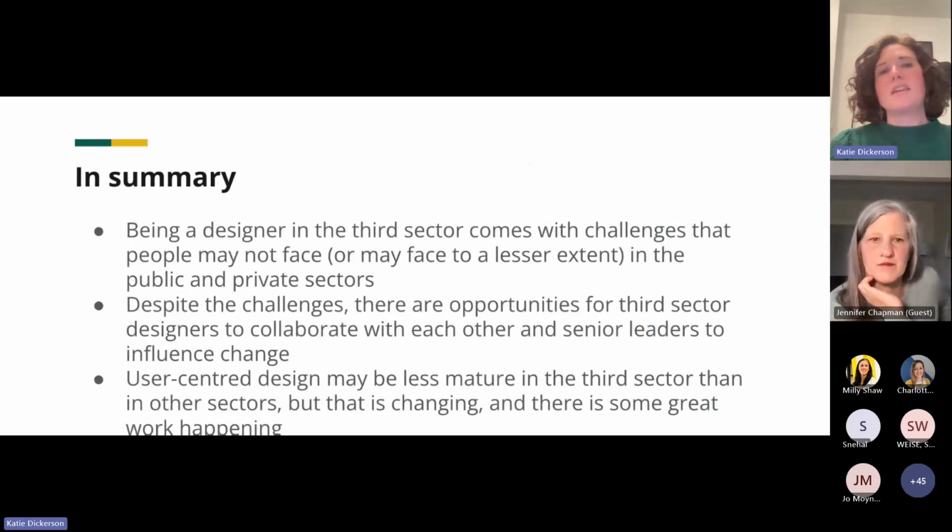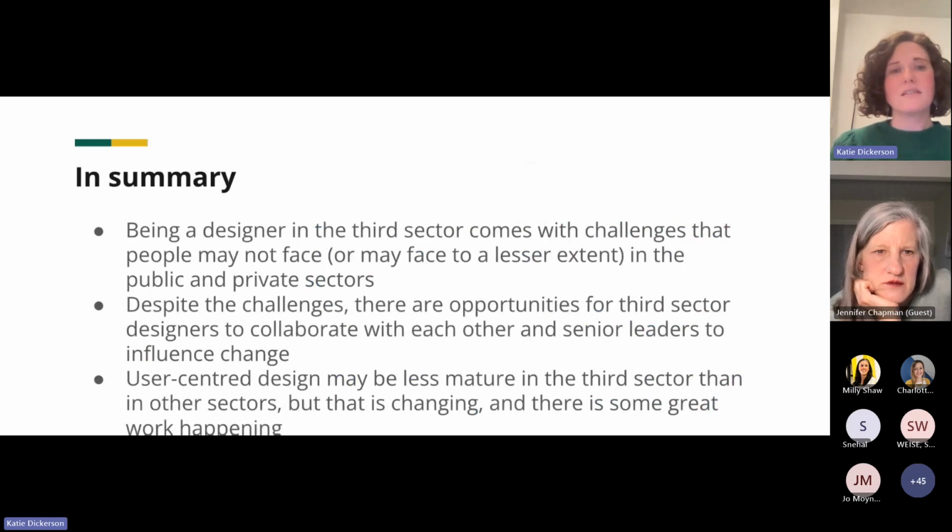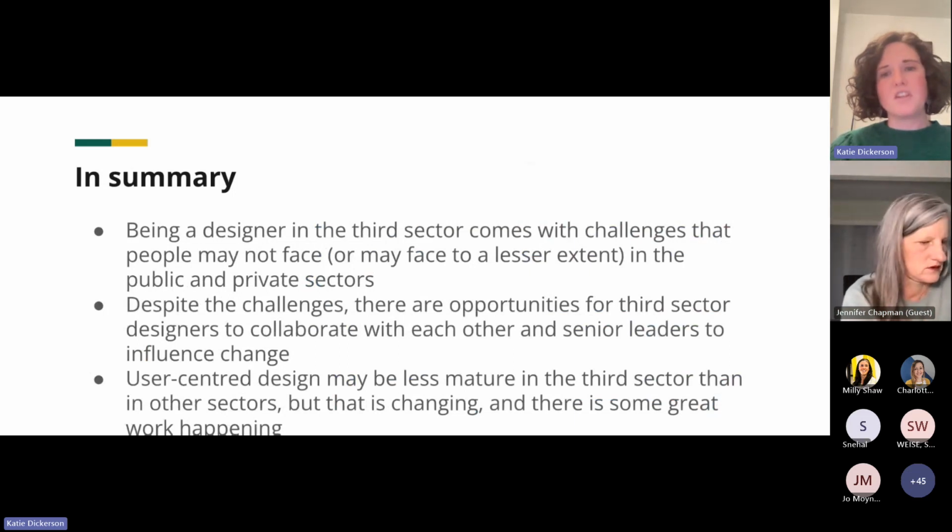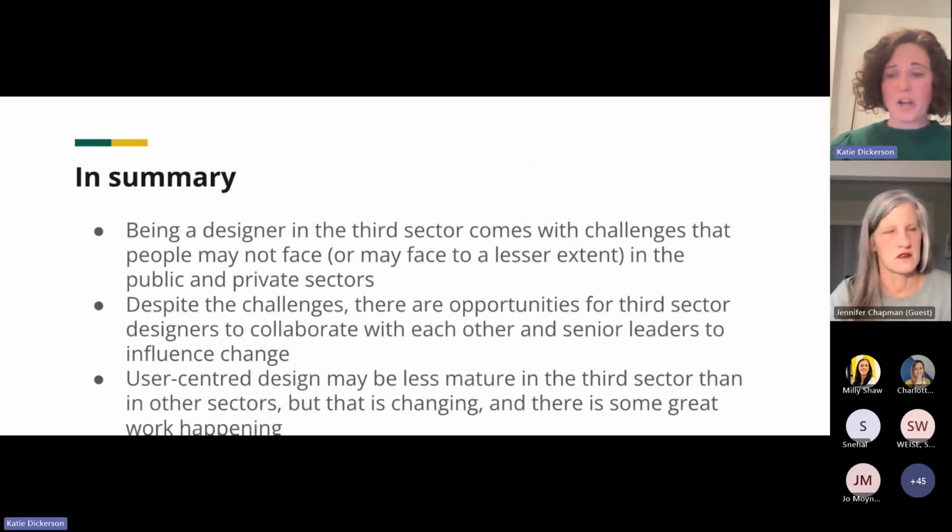So just to summarize, being a designer in the third sector comes with challenges that people may not face, or may face to a lesser extent, in the public and private sectors. But despite these challenges, there are opportunities for third sector designers to collaborate with each other and senior leaders to influence change. And user-centered design may be less mature in the third sector than in other sectors, but that is changing, and there's some great work happening.